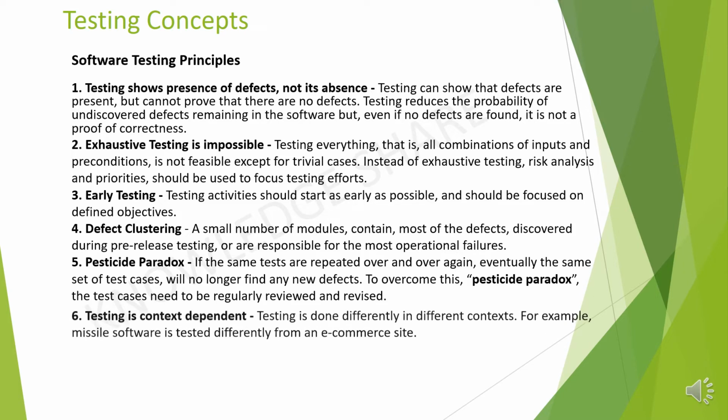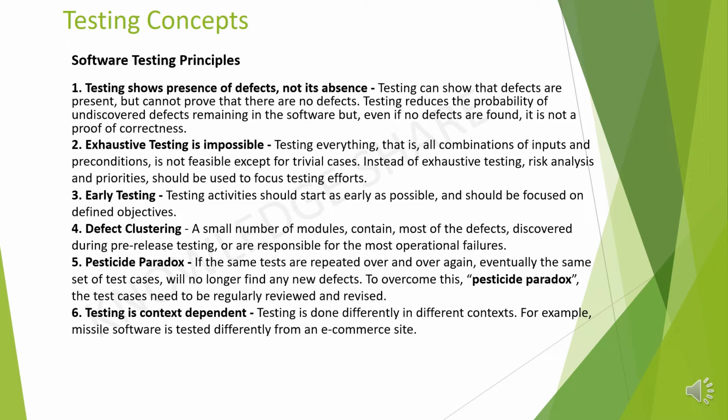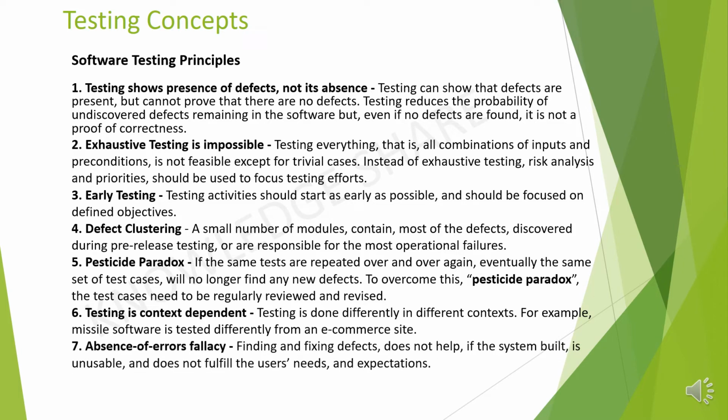Sixth principle. Testing is context dependent. Testing is done differently in different contexts. For example, missile software is tested differently from an e-commerce site. The seventh and last principle is absence of errors fallacy. Finding and fixing defects doesn't help if the system built is unusable and doesn't fulfill the user's needs and expectations.